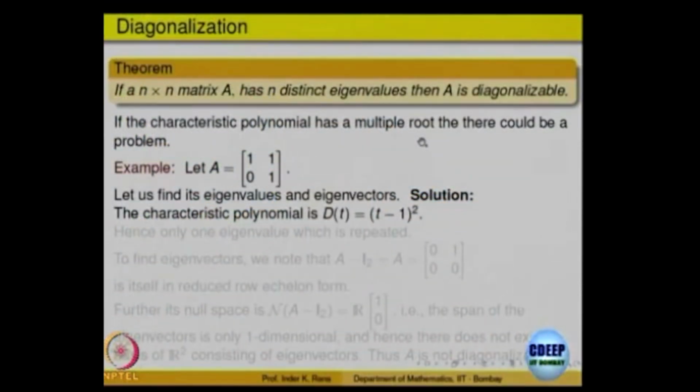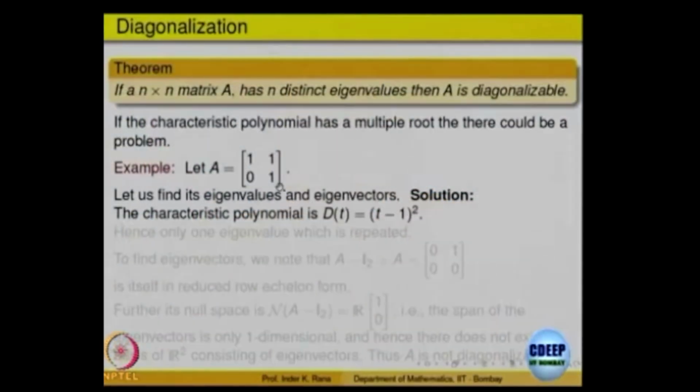A root is repeated, and for that particular eigenvalue, you may be able to find one or two eigenvectors. We don't know. So let us look at an example: the matrix A = [[1, 1], [0, 1]]. So how do you find the eigenvalues? This is the determinant of A minus lambda I equal to 0.